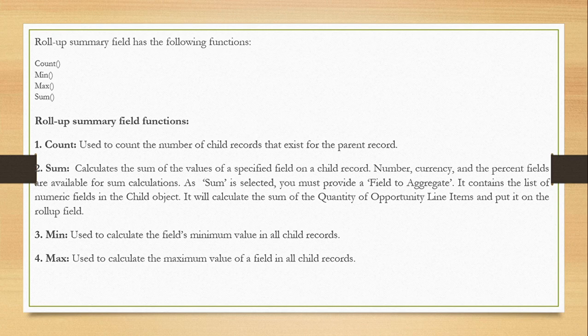Okay, min is used to calculate the minimum value of a field in the child records, and max is used to calculate the maximum value of a field in all the child records.